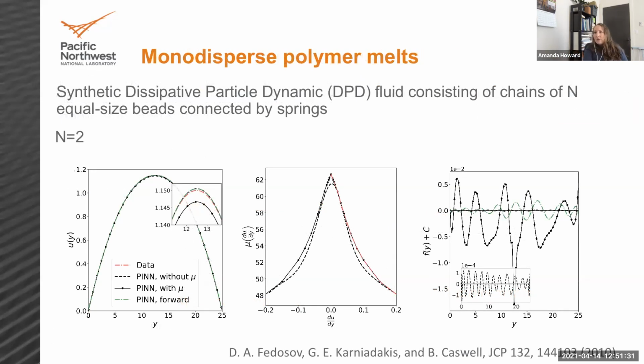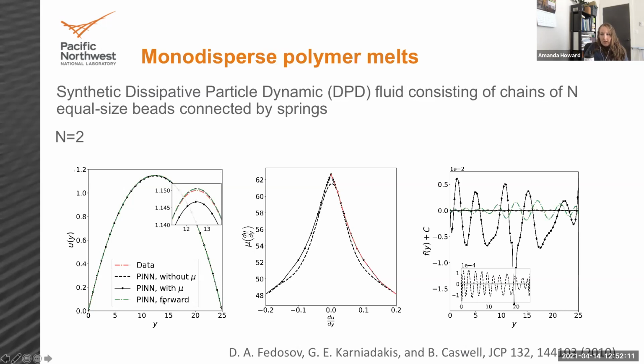So still considering the local case, we've considered a whole bunch of different examples. One looks at DPD, a dissipative particle dynamic fluid with equal sized beads connected by springs. So here, the length of each chain of beads is of length 2. And we're learning the velocity profile, u, and then we learn the viscosity, and then we look at the error in the momentum conservation equation. So if we look at the velocity, our PINN results is our neural network results. We consider with and without viscosity measurements, and we're looking at the agreement to the red line, which is the data.